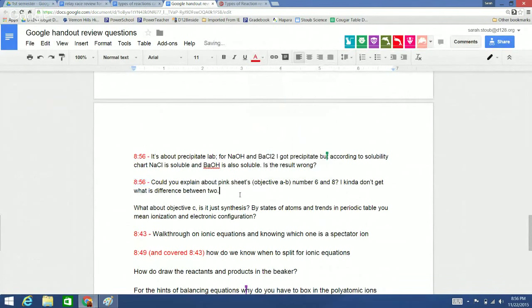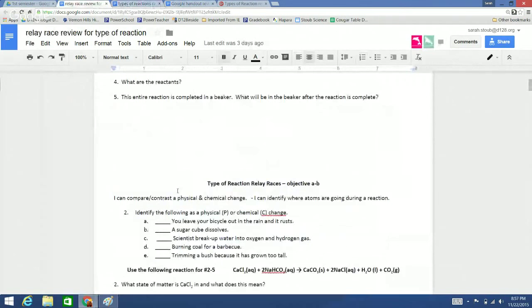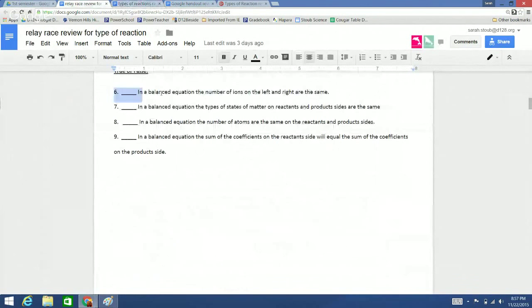Could you explain about the pink sheets, objective A through B, number 6 and 8? I kind of don't get what the difference is between the two, 6 and 8. Okay. In a balanced equation, the number of ions on the left and the right are the same.